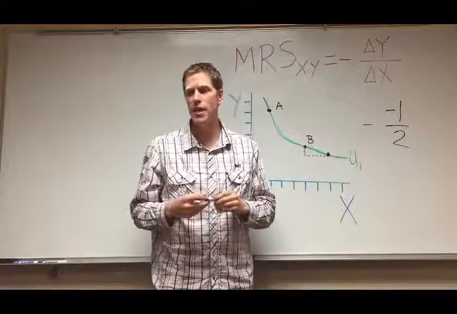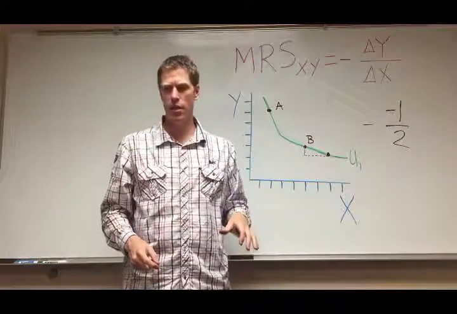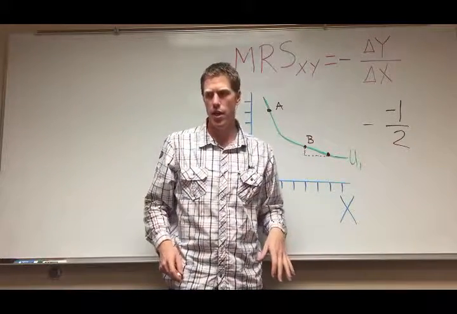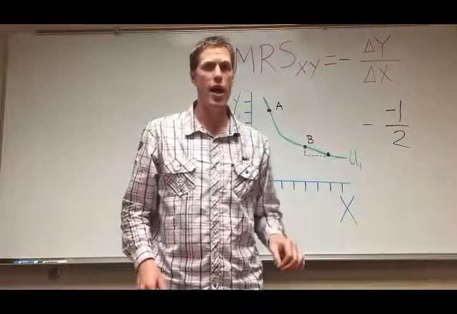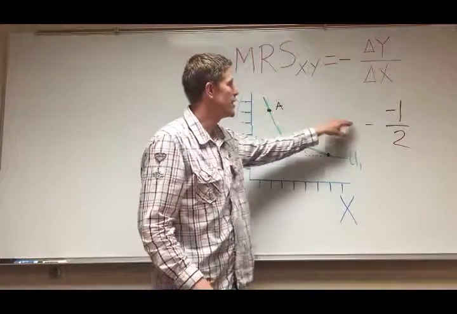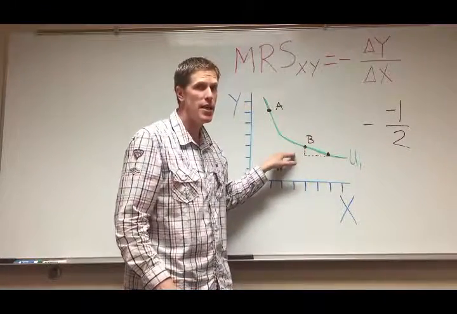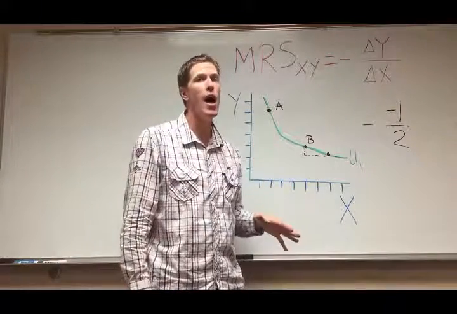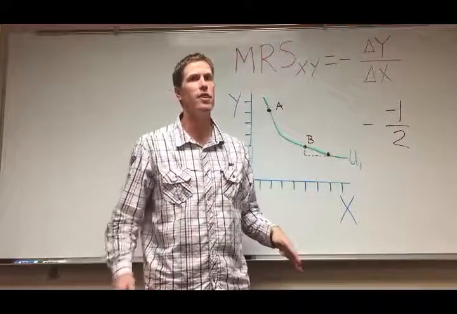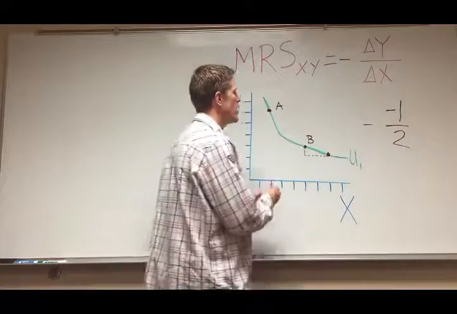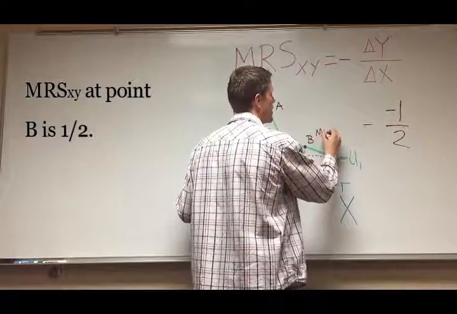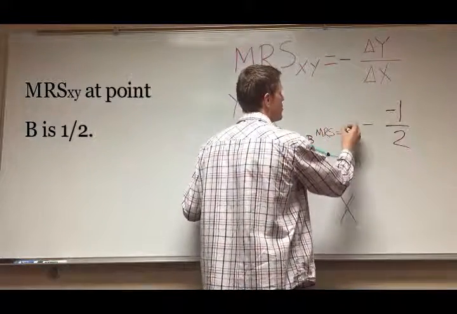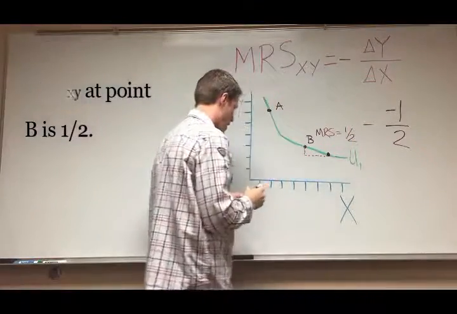What does that mean? It says how many y's you have to give up in order to get one more x. At point B, we have to give up a half y to get one more x to leave us indifferent. So here we have a marginal rate of substitution equal to 1/2.